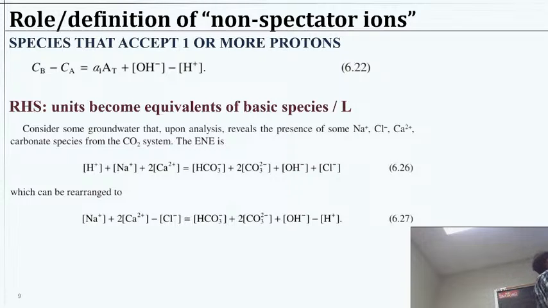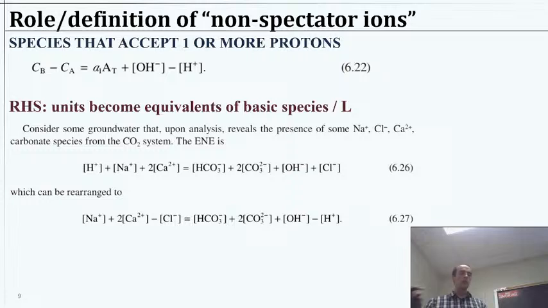Okay, so let's consider some groundwater that upon analysis has some sodium, some chloride, some calcium, and carbonate species in the CO2 system. So this is kind of an elaboration of what I sketched up for you already. On the left side of the electroneutrality, we will have H plus, Na plus, 2 times Ca2 plus. So again, we're doing charge equivalence, so we have to have the 2 there. That's on the left side of the electroneutrality, so that's all of our cations. And on the right side, we've got HCO3 minus, 2 times CO3 2 minus, OH minus, and Cl minus.